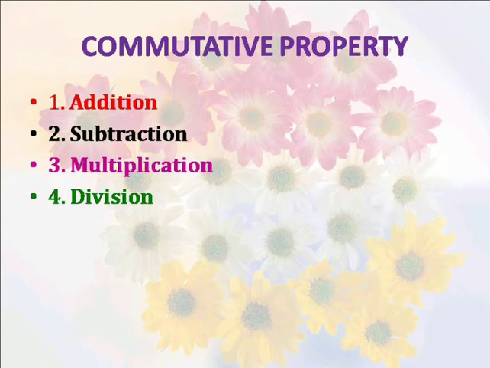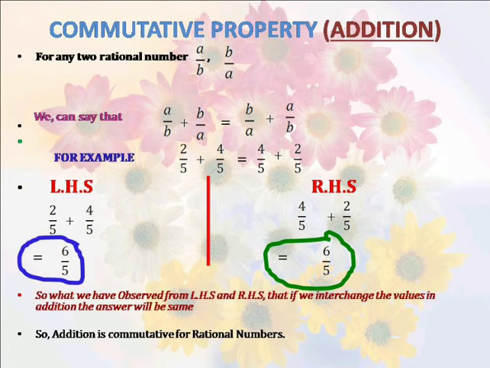Now let's discuss commutative property. Here also we will see how commutative property works for four binary operations. Number 1. Commutative property for addition. Commutative property for addition says that when we are interchanging the values for addition, the answer will be same.